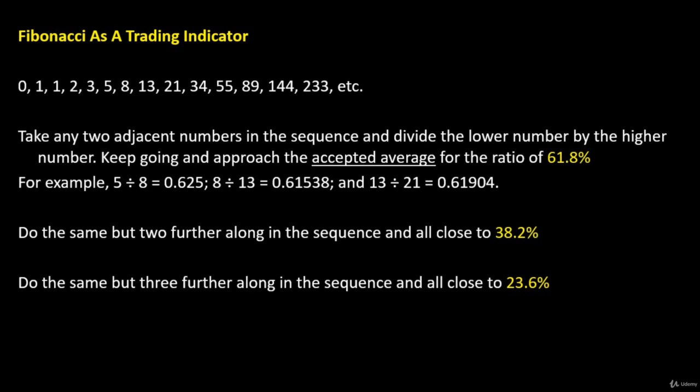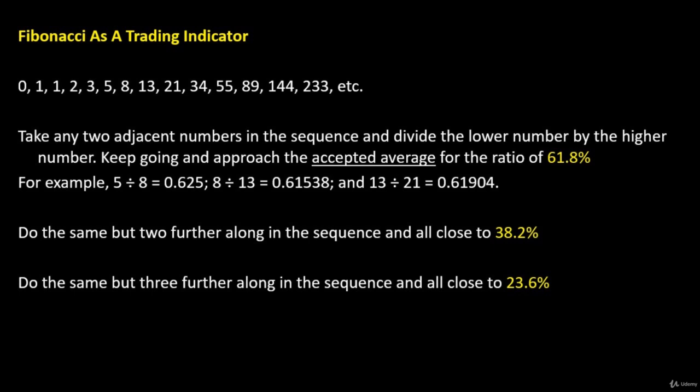So an example, 5 divided by 8, two adjacent numbers, is 0.625. 8 is next to 13, that's 0.615, and everything starts approaching this 61.8 as kind of an accepted average for Fibonacci. And then you do the same, but instead of using the two adjacent numbers, you use two numbers further along in the sequence, and they get close to 38.2.